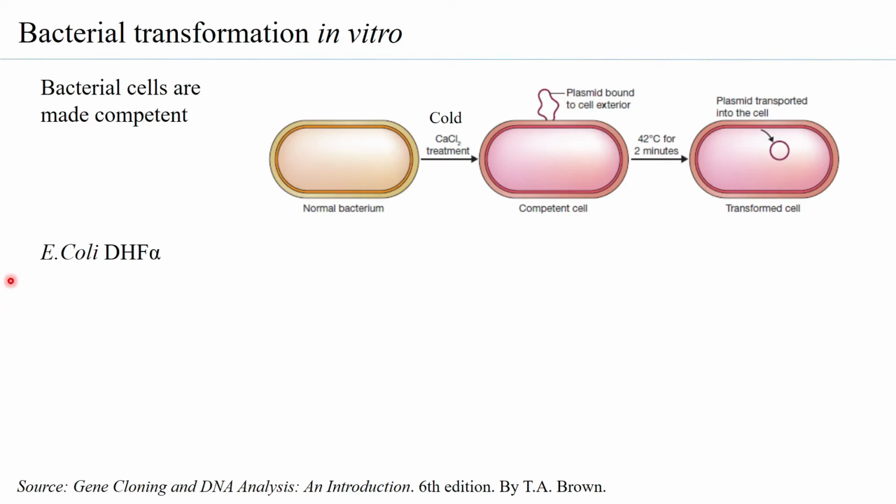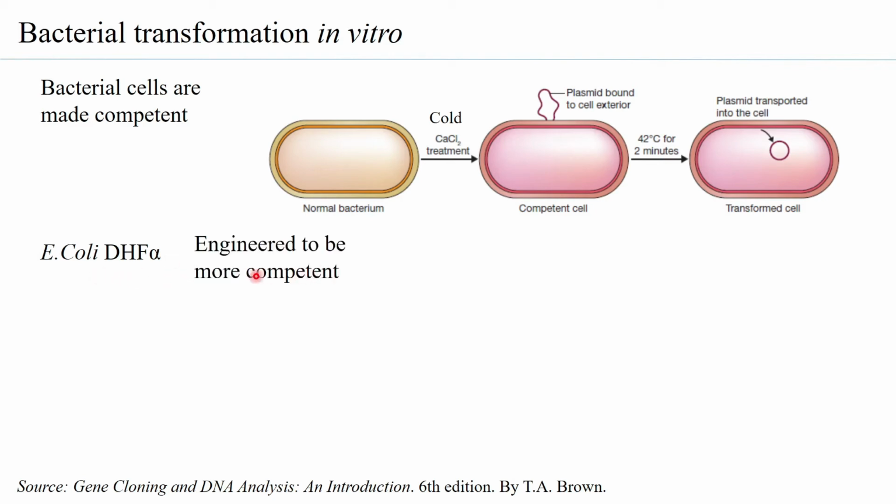So, for example, in the labs generally, when one has to carry out transformation, one of the bacteria that is commonly used is E. coli DH5 alpha. Please pardon, this C should be a small c. Now, E. coli DH5 alpha is actually an engineered bacteria. This engineered bacteria is more competent.